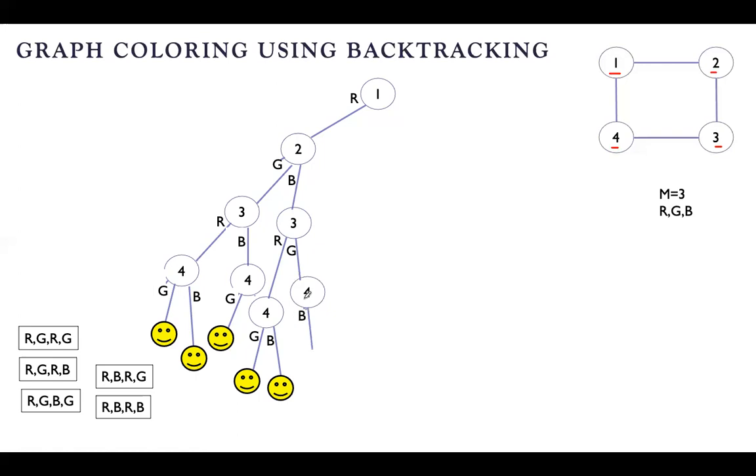Next, blue. Is blue allowed? Yes, you can put the blue color. 2 is having blue. 2 and 4 are not adjacent. So blue is allowed. So this is also one more solution. Okay, red, blue, green, blue.